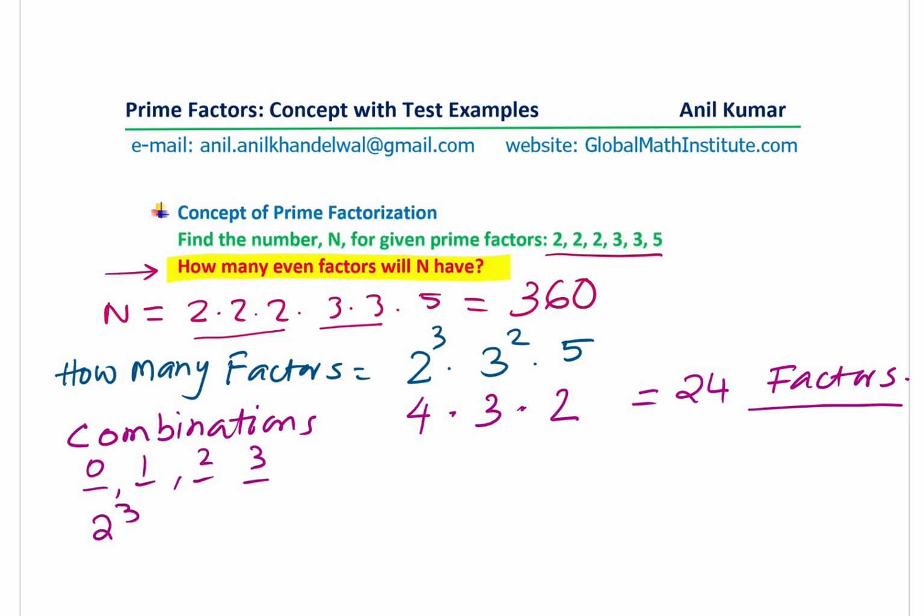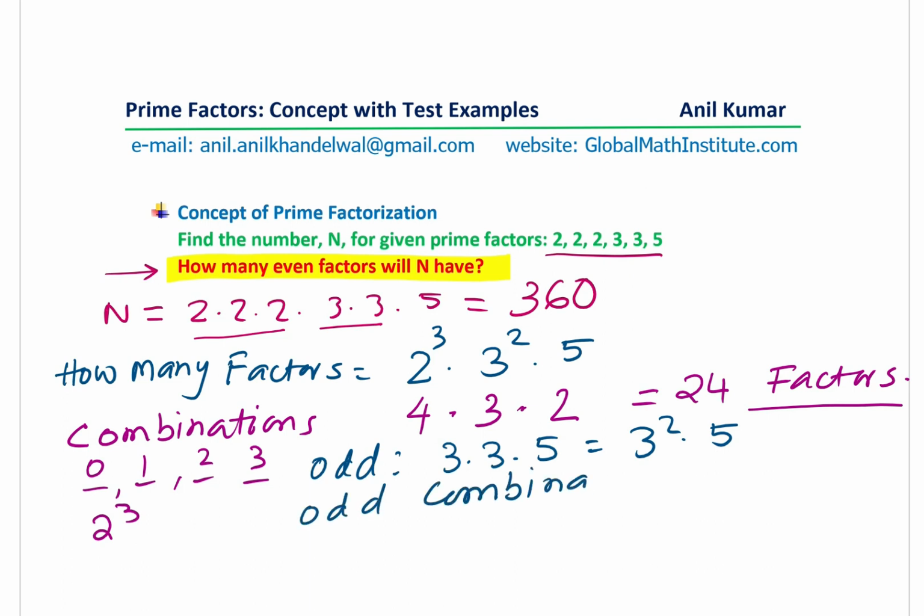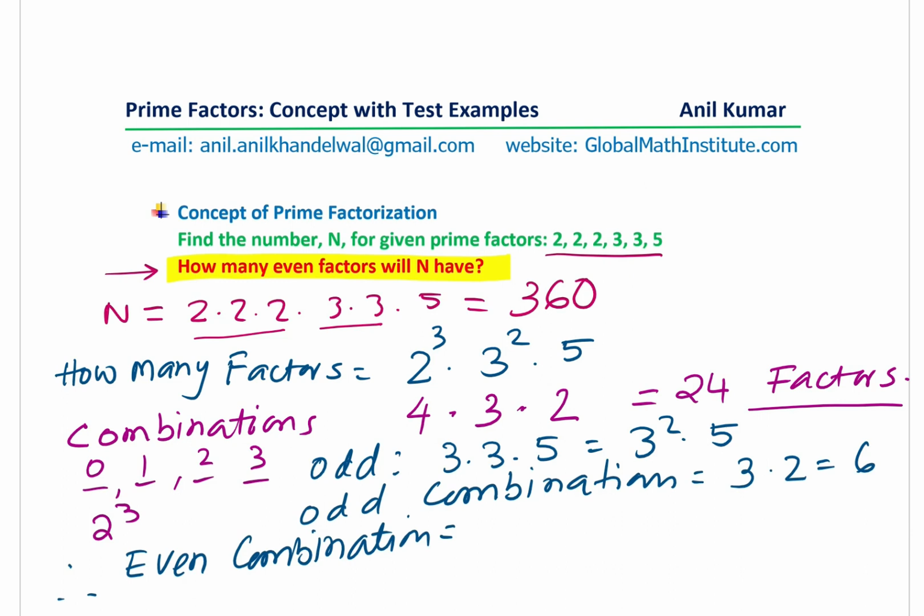Well, let's find how many odd. So odd numbers will not have 2, will have only 3, 3, and 5, which is 3 squared times 5. Number of combinations, let's find odd combinations. So we have 3 of 3's and 2 of that, which is 6. So therefore we get our answer. Even combinations are the difference of the two. So we have 24 minus 6, which is the answer.